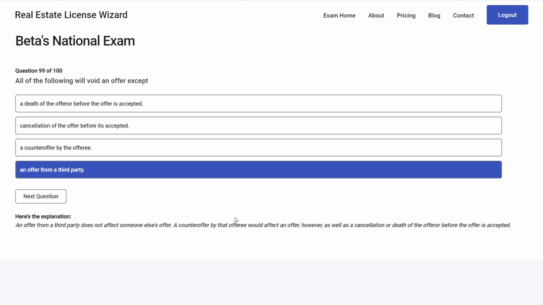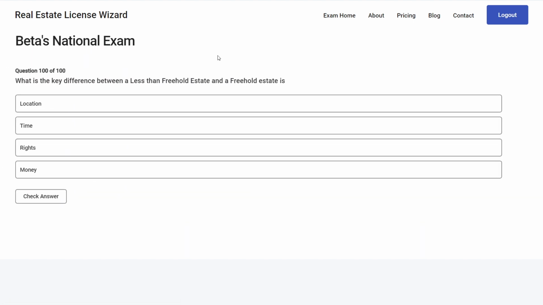So, to make a long story short, again, this one, that would void an offer. Cancellation would, as well as counteroffer. So A, B, and C, those all would void an offer. However, an offer from a third party, that's not going to. No, of course not. All right, last question, question 100.